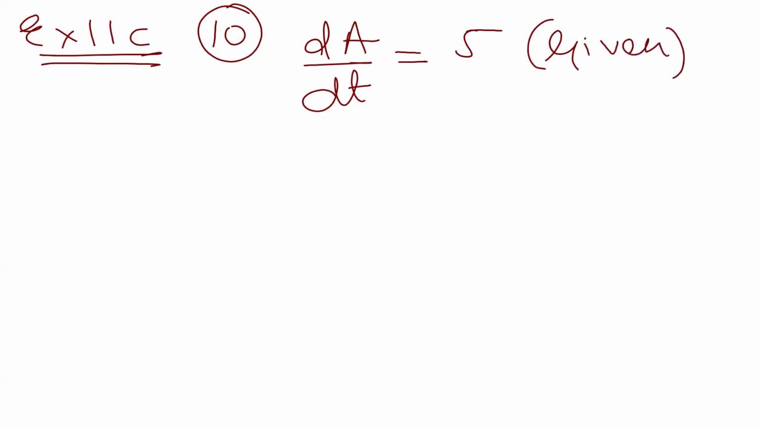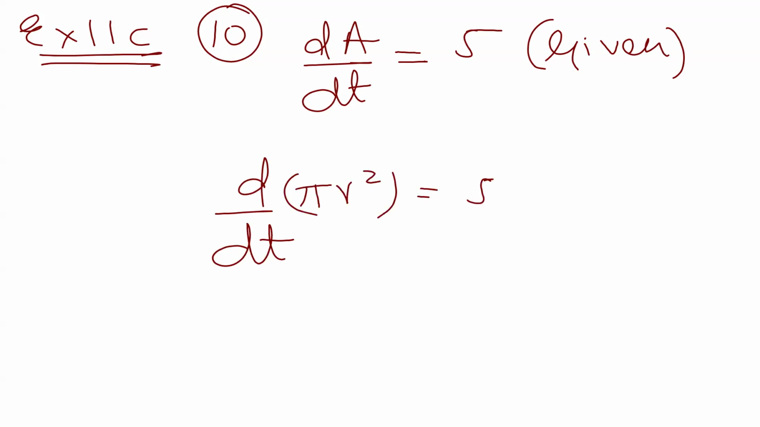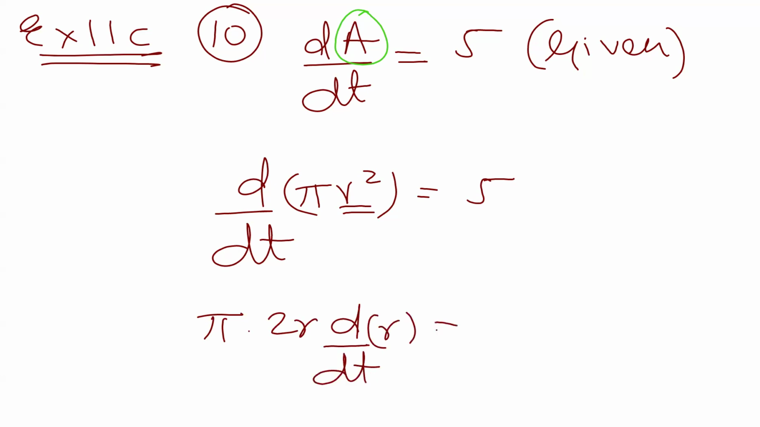Now see, area is nothing but pi r square. So I'm replacing this area part with pi r square. Take pi outside. Derivative of r square is twice r d by dt of r, because of the chain rule. And here I have applied the x raised to n formula.